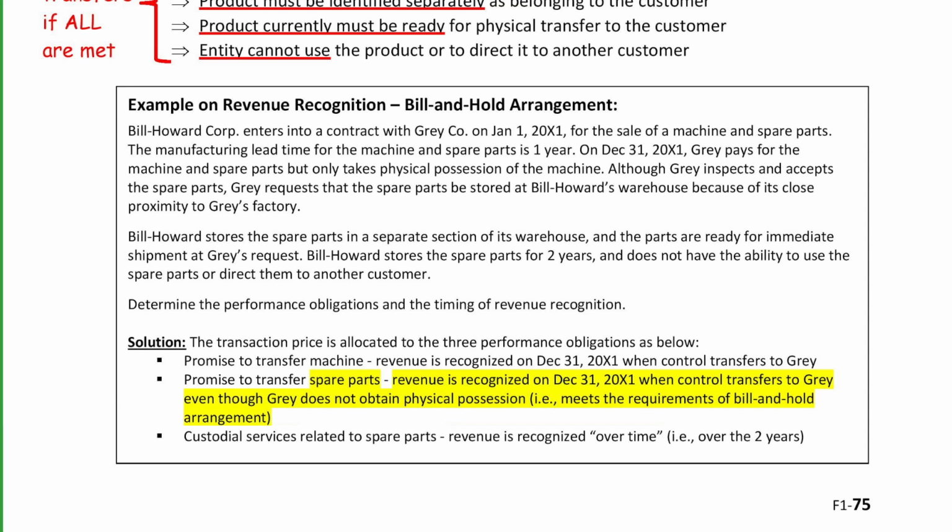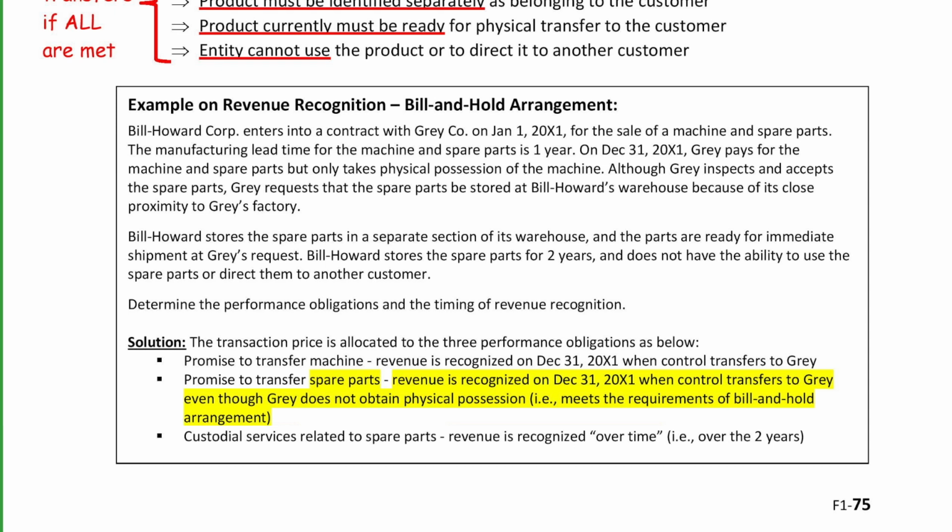Let's quickly review the criteria for a bill and hold arrangement in the context of this example. Number 1, it was Gray, the customer, who requested the arrangement. Number 2, the spare parts were separately identified as belonging to Gray. Number 3, the spare parts were ready for physical transfer to Gray. And number 4, Bill Howard, the entity, did not have the ability to use the spare parts or direct them to another customer. And that is where the promise to transfer spare parts was recognized as revenue on 31st December itself.